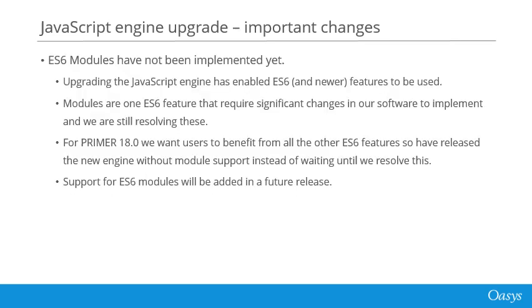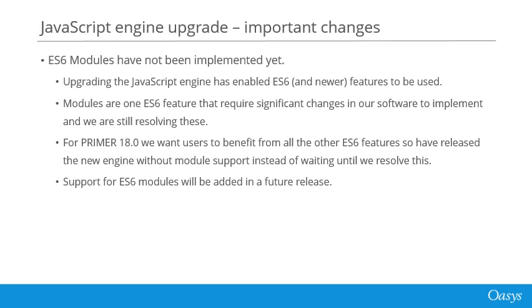When I was discussing the new ES6 features earlier, you might have noticed that one notable ES6 feature, modules, was missing. Upgrading the engine allows virtually all of the ES6 features to be used. Unfortunately, to allow modules to be used also requires significant changes to our implementation, as well as upgrading the engine, and we have not resolved the issues in time for the Oasys 18 release.